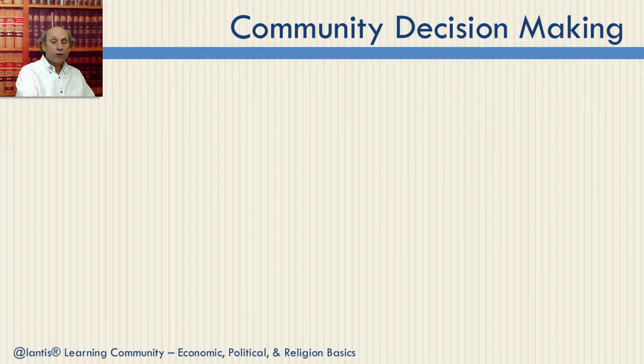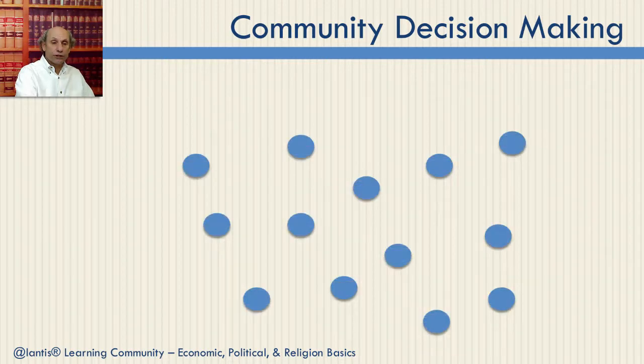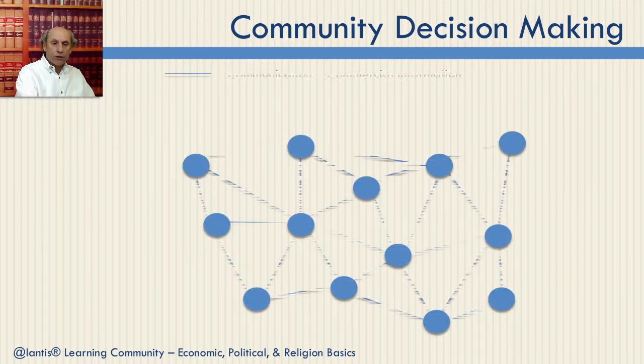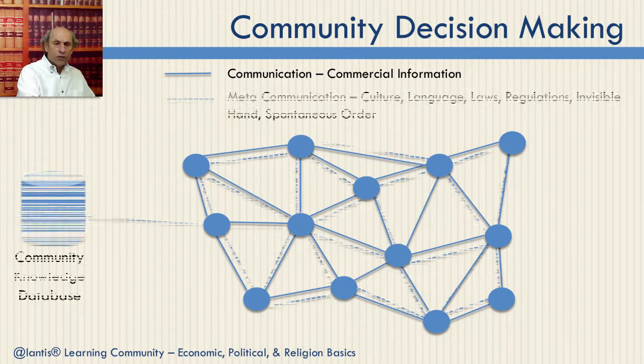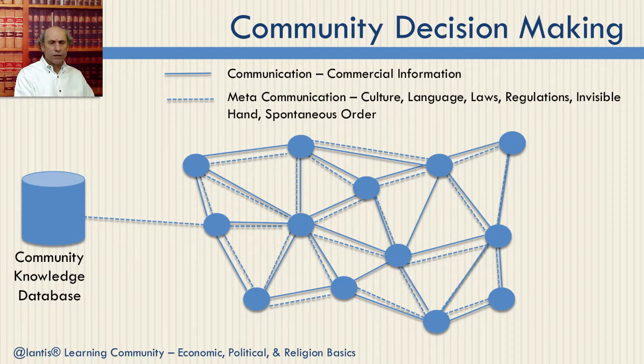So now let me relate this to community decision-making. Remember the distributed architecture? This looks like the distributed architecture. We have communication, all this information between, like circuit switched, that goes on. But there's also this meta-communication that goes on. It's culture, language, laws, regulation, the invisible hand, spontaneous order. All that information, all that meta-communication is flowing, and sort of the tribal knowledge kind of thing, where you now have this community database that then informs the meta-communication.